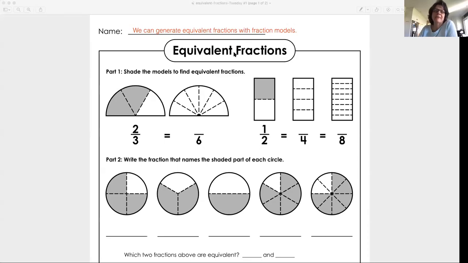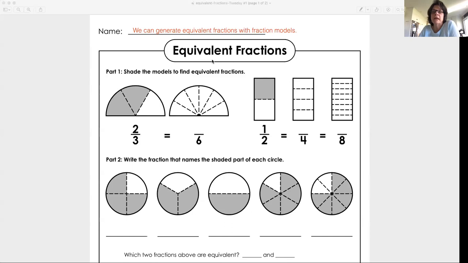This week, we're going to be working on equivalent fractions. If you remember last week, we worked on comparing fractions and we used models to compare them, meaning fraction strips or circles. And we also used number lines to compare fractions to find which ones were bigger and which ones were smaller. Well, this week, we're going to generate equivalent fractions.